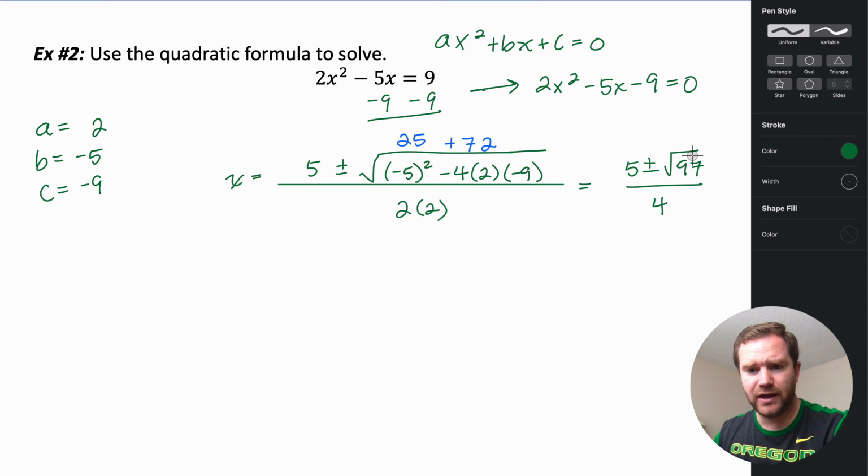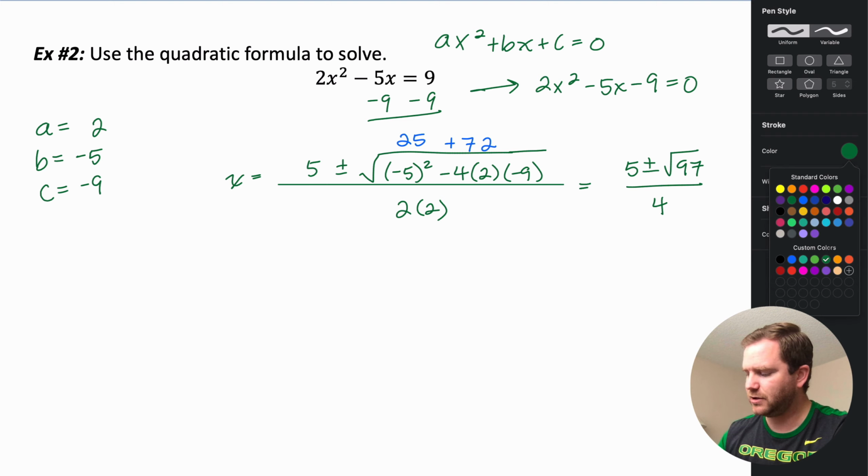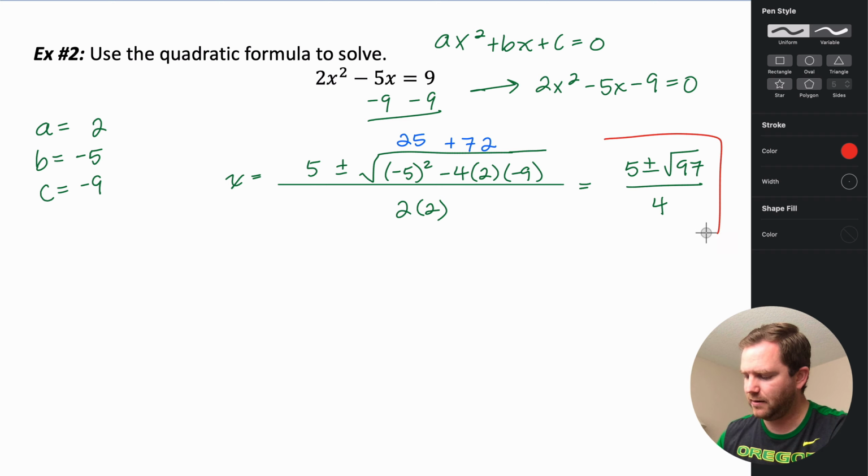Now, this could potentially be our answer, right? But we need to double check and make sure that the square root of 97 can't be simplified. Is it a perfect square? That's the question you should ask yourself first. No, it's not. Can it be broken down and simplified? Well, if you go through the process of simplifying this, it actually turns out that 97 is a prime number, which means 1 and 97 are the only factors of it. So we're not going to be able to simplify this. So I would be 100% okay and happy if you wrote this as your answer, just like this.